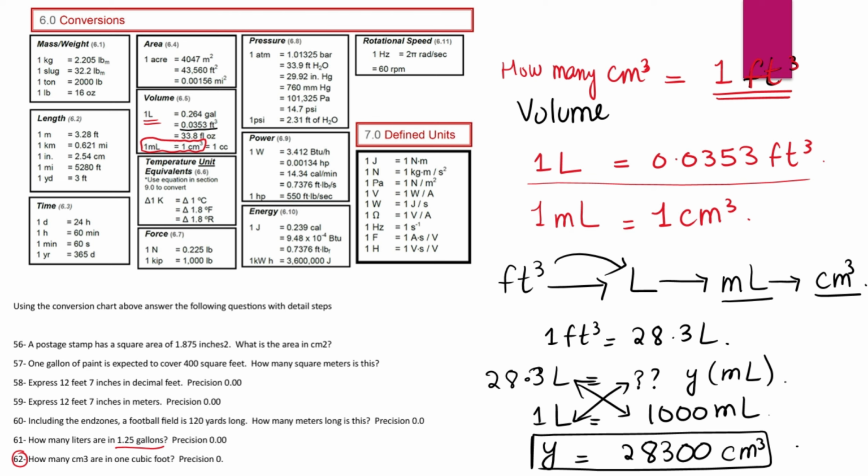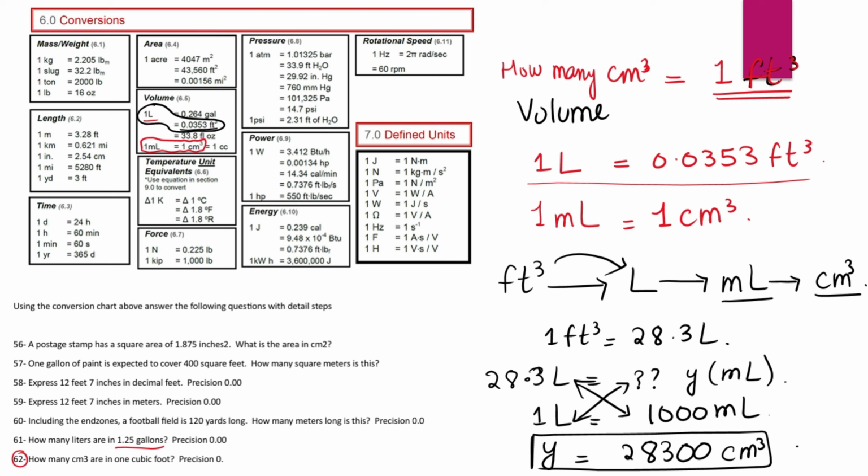So simply convert the feet cube into liters, because the conversion is given in the table. 1 liter is equal to 0.0353 feet cube, here you can see. After converting the feet cube into liters, convert the liters into milliliter, and milliliter is the same thing as centimeter cube. Clear? So in this question, we have done the unit conversions by using the conversions given in the table.